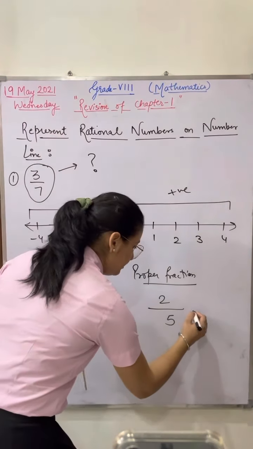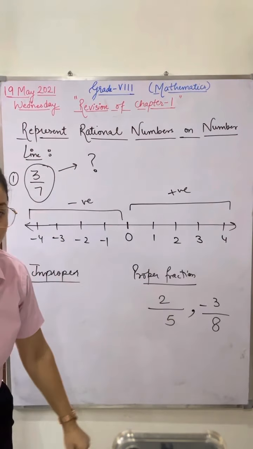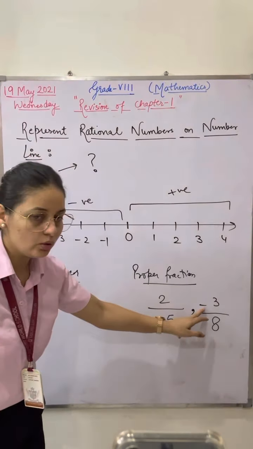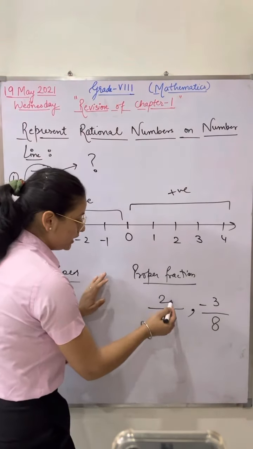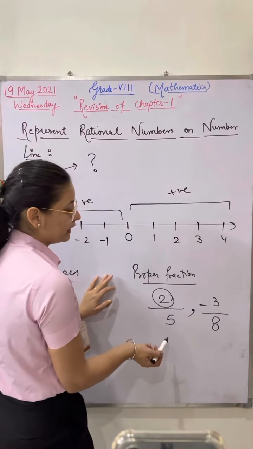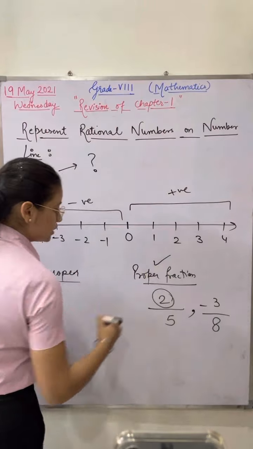It can be in negative form also. -3/8, again it is a proper fraction. Minus and positive values are both possible. You just have to see whether your numerator is smaller or bigger than the denominator. So it is a proper fraction.